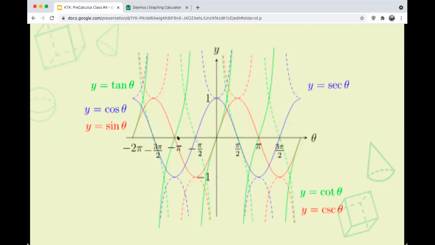So this is a good representation of all these graphs together. We've got tan theta, cos theta, sine theta, secant theta, cotangent theta, and cosecant theta. Theta is usually used as a placeholder, like we have x as a placeholder for some value that you plug in. In trigonometric functions, theta is a placeholder for an angle usually.